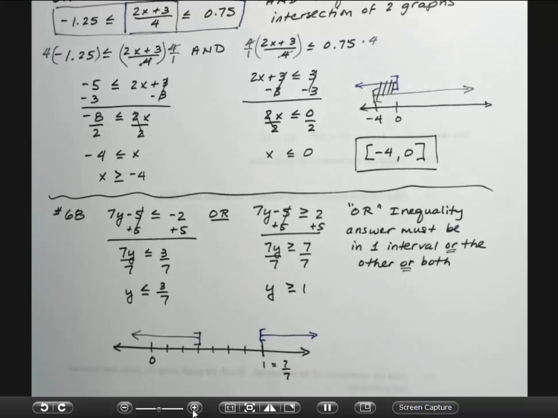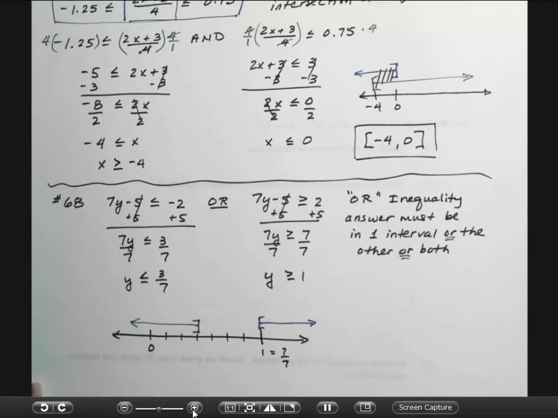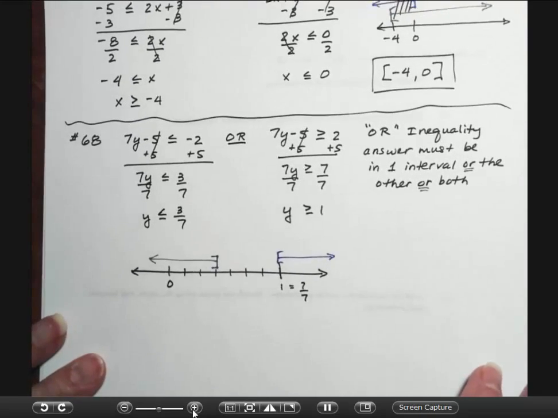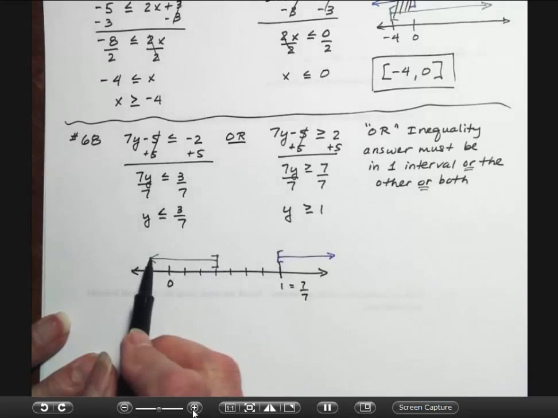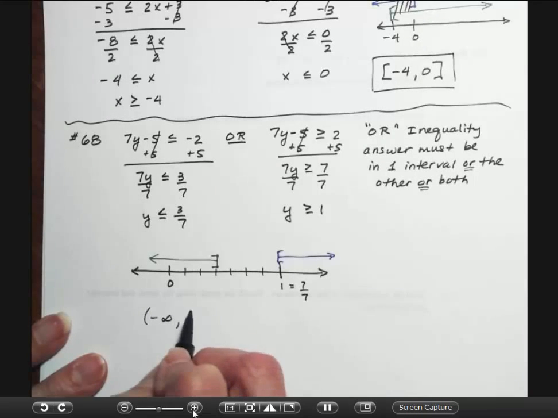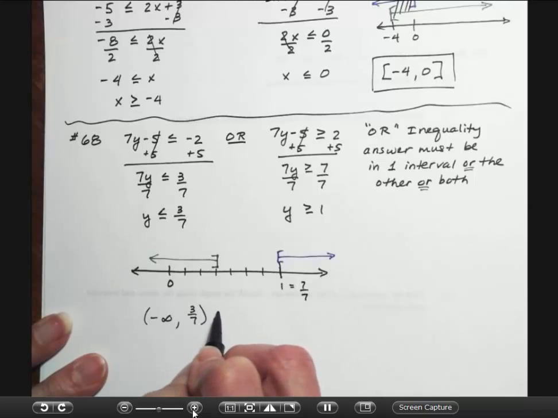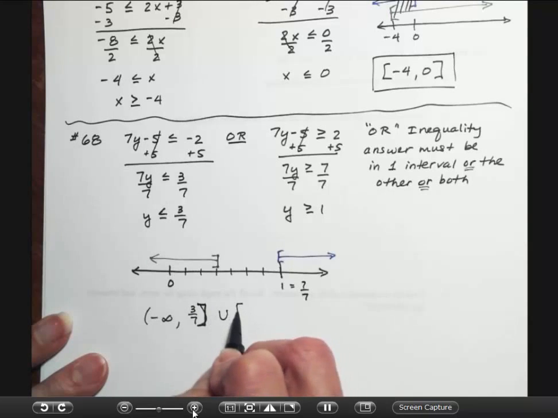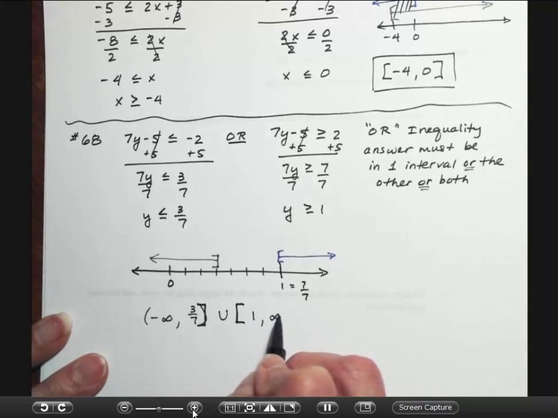It's not 100% always this way, but this is a very typical one. And then I need to write my interval notation using this graph. To do that, I read left to right. This interval starts at negative infinity and comes up to 3/7. Or, and the symbol that we use for OR is the union symbol. Oops, and I forgot to make this inclusive. Inclusive, 1 to infinity.